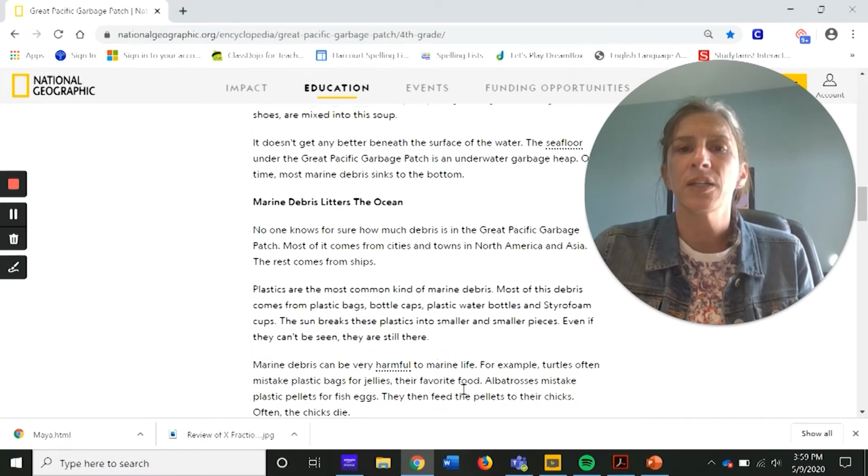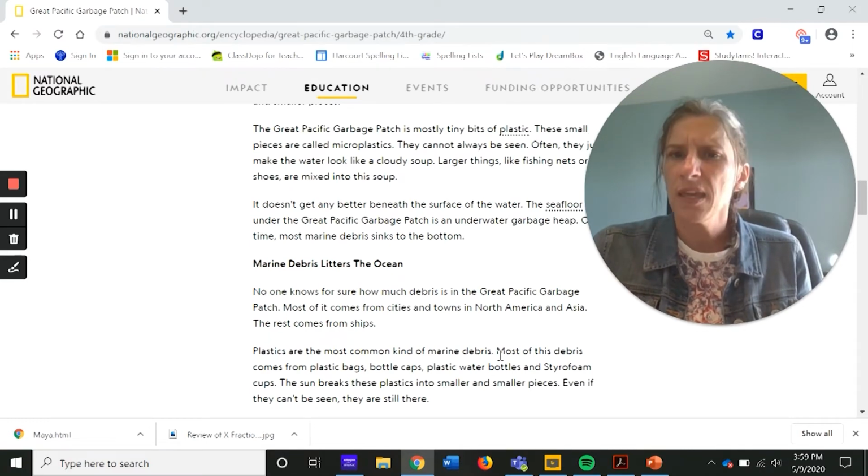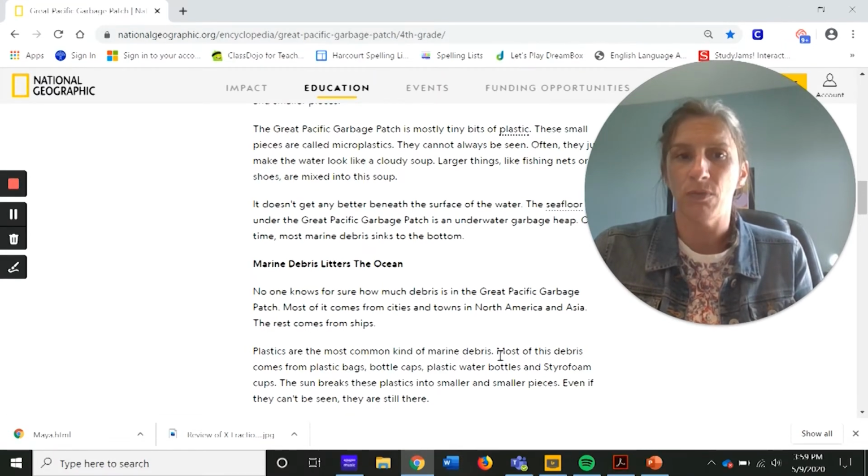Marine debris litters the ocean. Now, I think we might be able to pay attention here for some answers. No one knows for sure how much debris is in the Great Pacific Garbage Patch. Most of it comes from cities and towns in North America and Asia. The rest comes from ships. Plastics are the most common kind of marine debris. Most of this debris comes from plastic bags, bottle caps, plastic water bottles, and styrofoam cups.